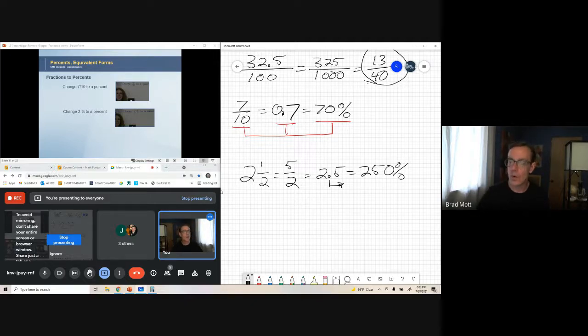Okay. Or the other way you could, of course, approach this is just convert the 1/2 into a decimal equivalent. So we know that that is indeed 0.5. So we have 2.5, skip that step and go straight to 250% as an equivalency to the mixed number 2 1/2.